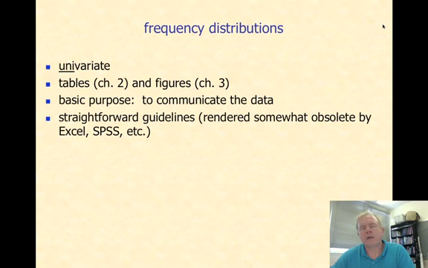So another topic that is in this first section has to do with frequency distributions. Now, frequency distributions, we can see some tables, for example, in Chapter 2, and figures of these in Chapter 3. And the purpose of a frequency distribution is to communicate information about a set of data. So they're pretty straightforward kinds of guidelines about how to create a frequency distribution. People don't create these by hand anymore. They're really generated by Excel or SPSS or some other kind of statistical software or database software.